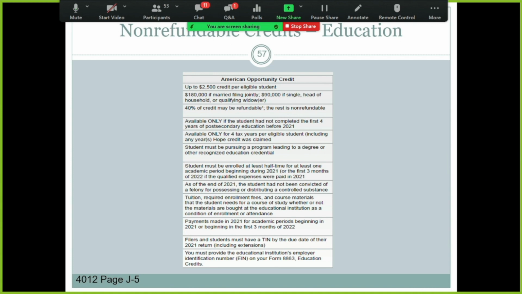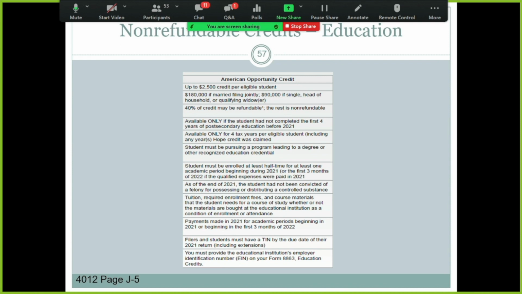Tuition, required enrollment fees, and course materials that the student needs for a course of study, whether or not the materials are bought at the educational institution as a condition of enrollment or attendance. So these have to be qualified expenses. Room and board would not be eligible for this credit or this expense.